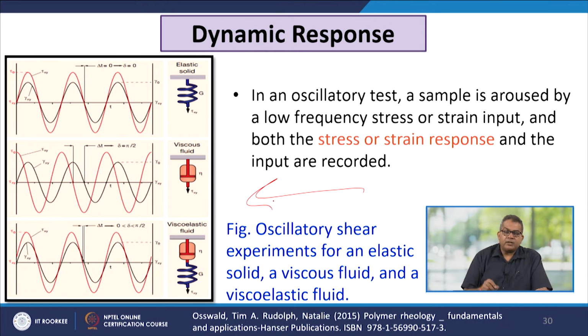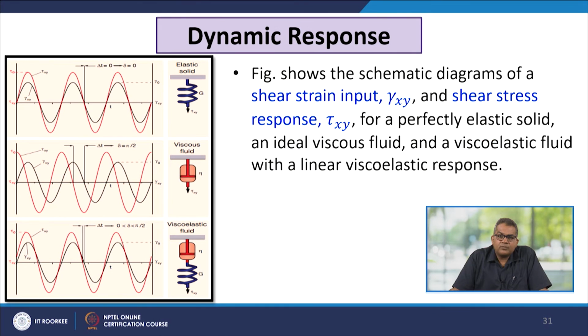In this particular figure, you see the oscillatory shear experiments for an elastic solid, a viscous fluid, and a viscoelastic fluid. This figure shows the schematic diagram of shear strain input gamma xy and shear stress response tau xy for a perfectly elastic solid, an ideal viscous fluid, and a viscoelastic fluid with a linear viscoelastic response.